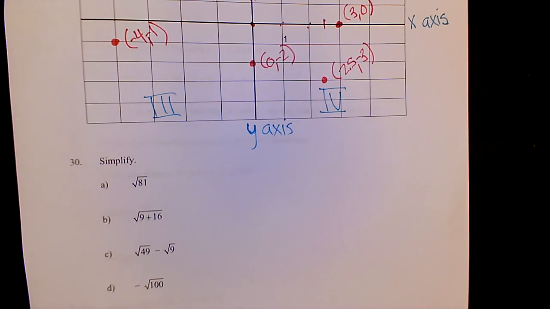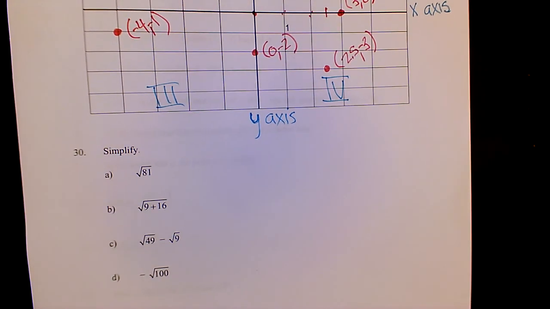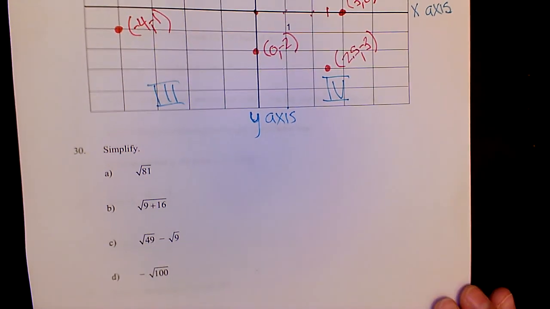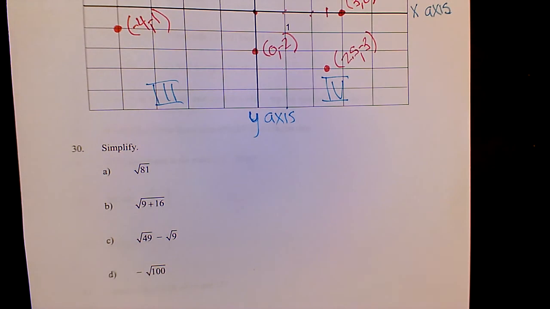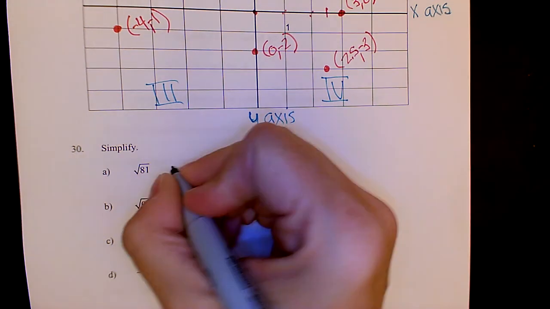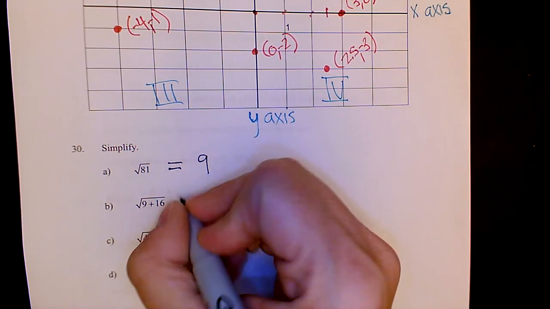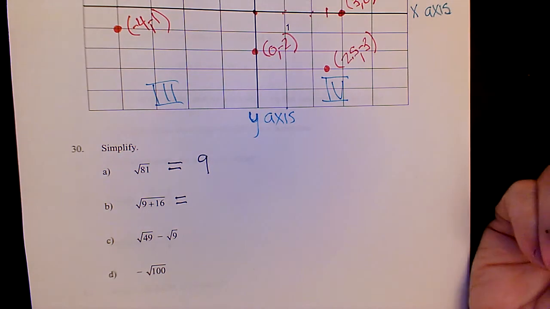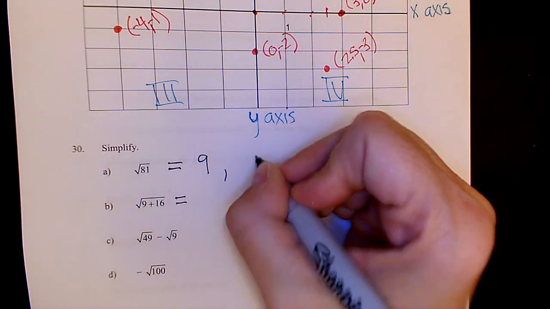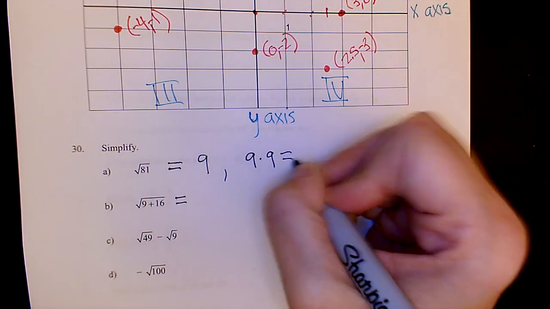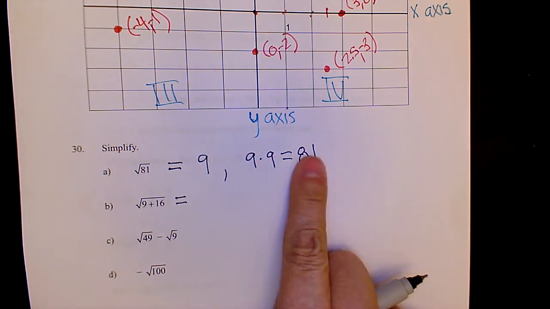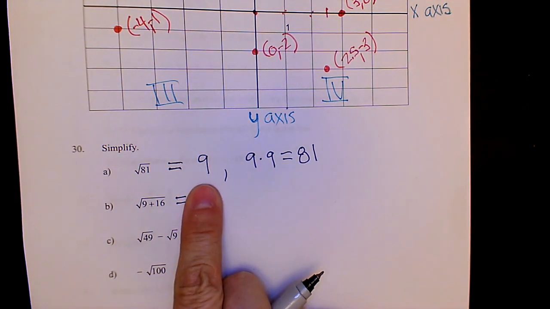And last, we're going to be doing some square roots. So these might be easy for you. This is number 30, the last one in the review. What's the square root of 81? That is just 9, because 9 times 9 is 81. And you don't have to write this part out, I'm just looking for the 9.